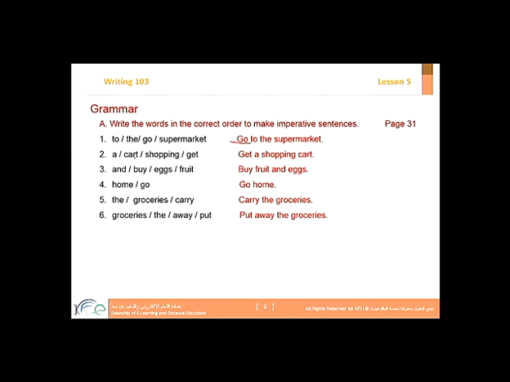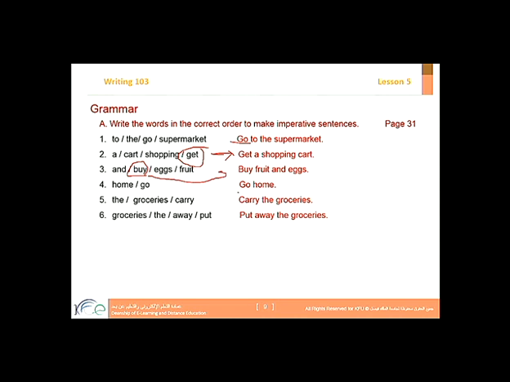Number 2, a cart shopping get. What is the verb? Get. Right? We start with it. So get a shopping cart. And buy eggs, fruit. Where is the verb here? It is buy. So we start with it. So we say buy eggs and fruit, or fruit and eggs.